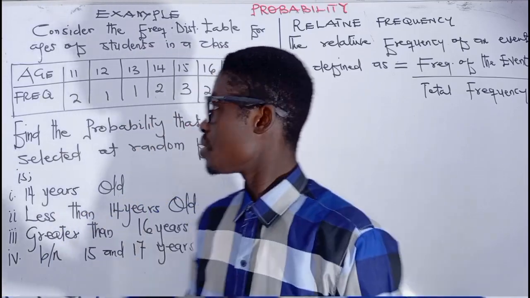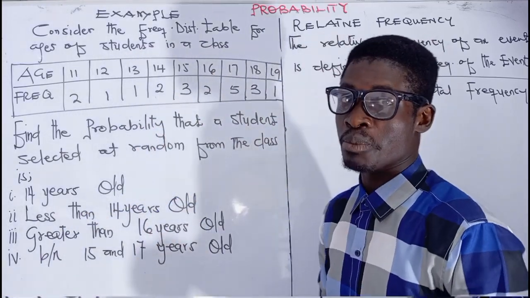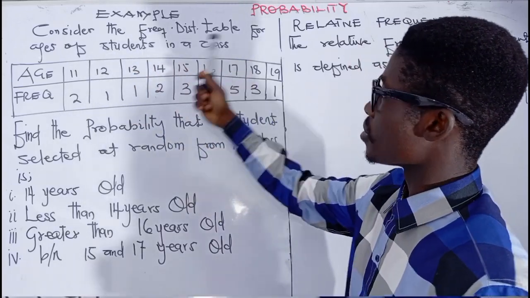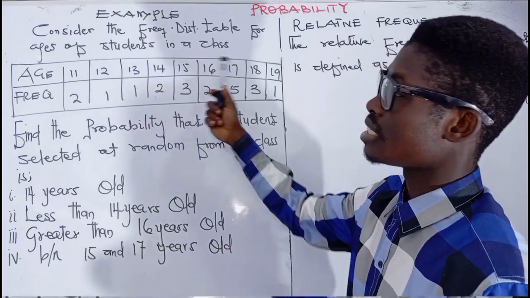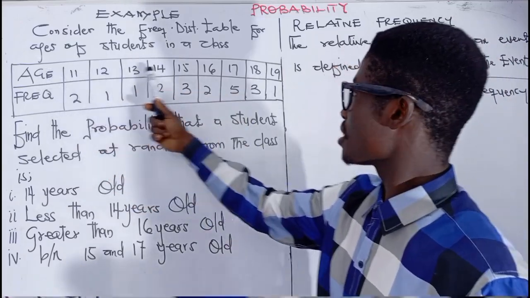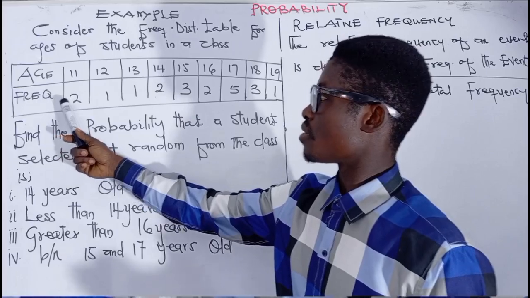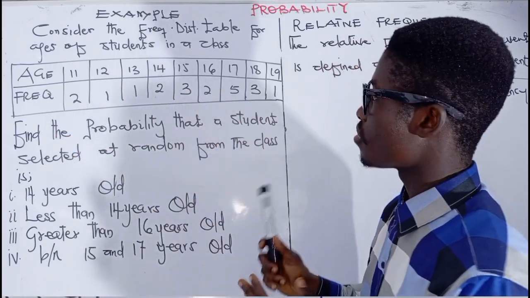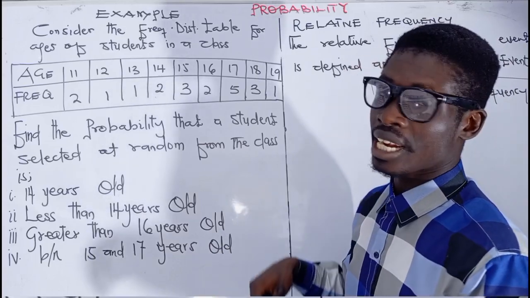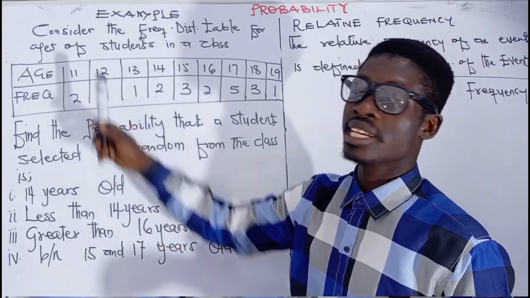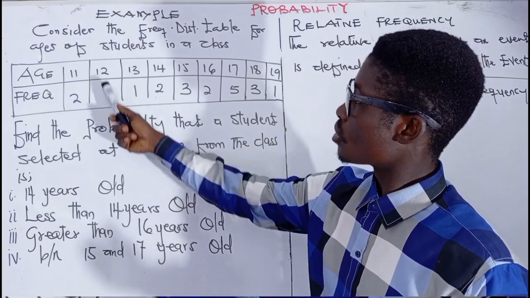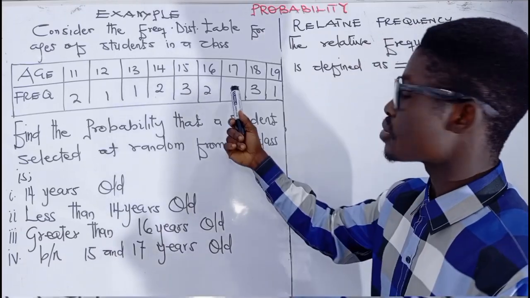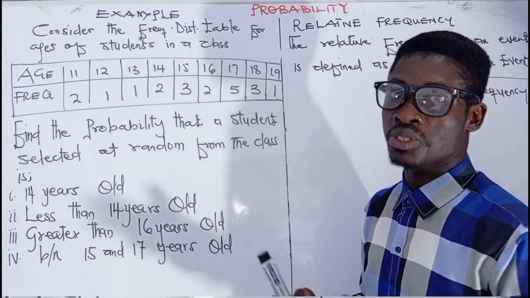So we are going to look at this particular example, which reads: consider the frequency distribution table for the ages of students in a class. These are the ages of students in a particular class, and these are the frequencies that correspond to the ages. From the table, we can see that there are two students who are 11 years old. We have only one student who is 12 years old. We have two students who are 14 years old. We also have five students who are 17 years old.